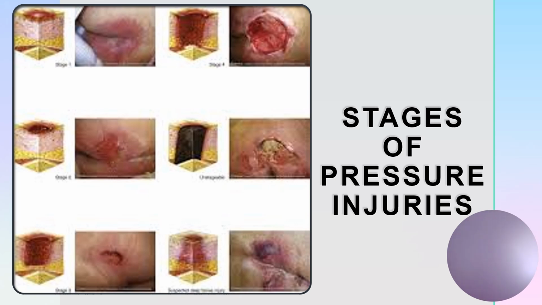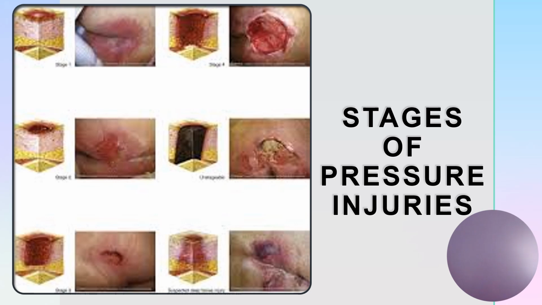So a stage 1 pressure injury, this is just basically erythema, that redness. It does not blanch when you press it. You know how you press on your thumbnail or your fingernail and it turns white. And then when you release that pressure, it turns pink again. Well, with a stage 1 pressure injury, it does not turn white. It stays pink.